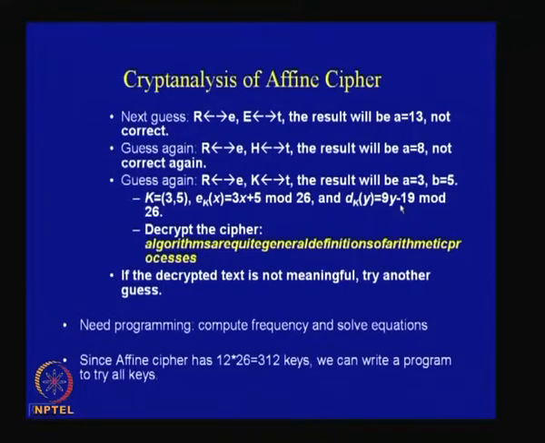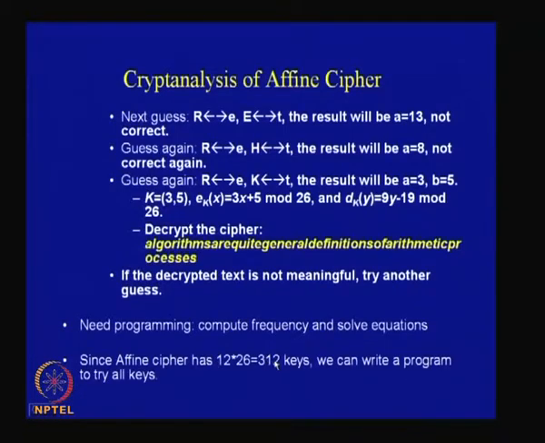Using this decryption function, we can decrypt the entire ciphertext, and we get that algorithms are quite general definition so far, which is a kind of meaningful text. If the decrypted text wouldn't have been meaningful, then we would have tried another guess. So this is a technique that can be programmed, where you compute the frequency, solve the equations, and check whether the GCD of A and 26 is equal to 1. In the case of affine ciphers, the total number of possible keys is 12 into 26, which is equal to 312 keys, which is quite small, and therefore you can indeed write a program to try all the keys.